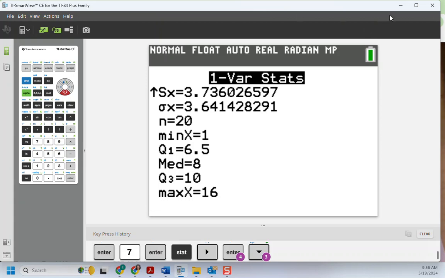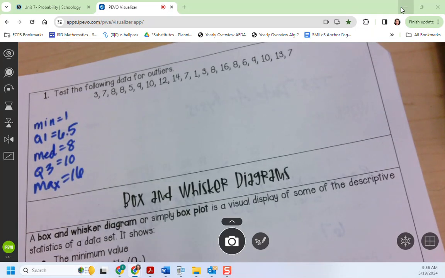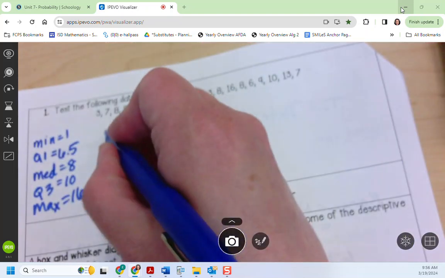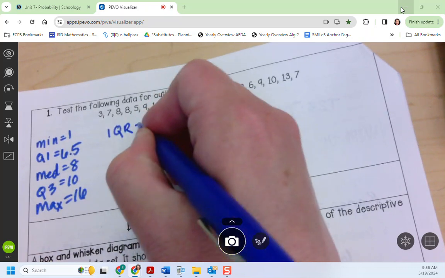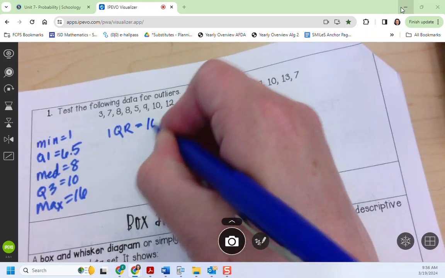Okay, so we need to find the interquartile range. So that would be the third quartile minus the first. So the IQR is going to be 10 minus 6.5, so 3.5.